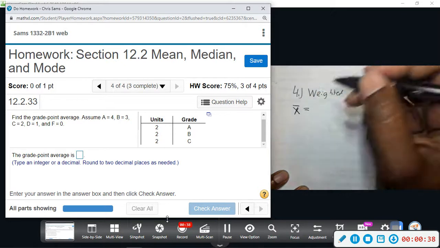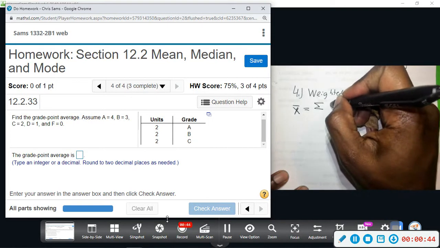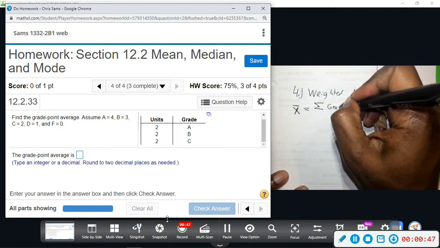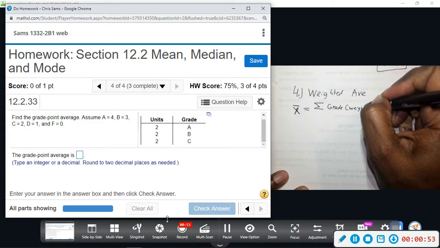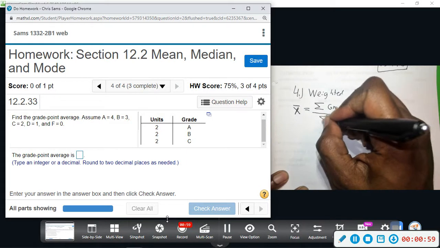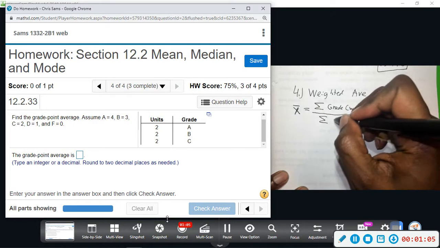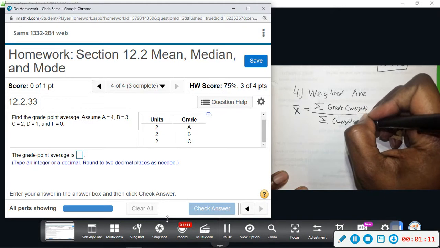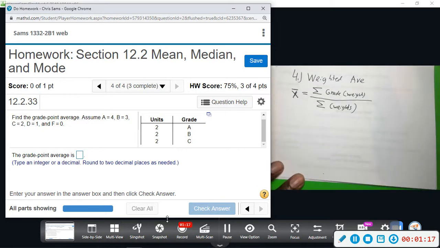It's going to equal the sum of grade times the weight, and then you're going to add up the sum of the weights. This sideways M is called a sigma, and it means to add them up. Sum of all the weights. All right, so this one has all the weights the same, so we could find this by doing a regular average.